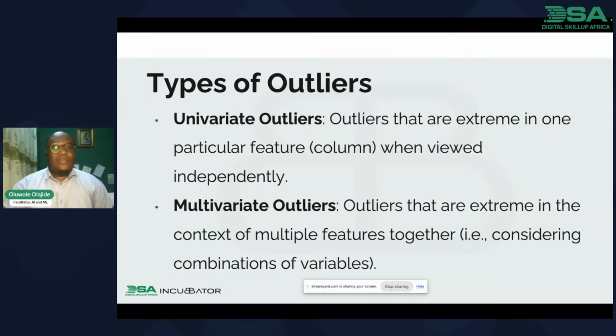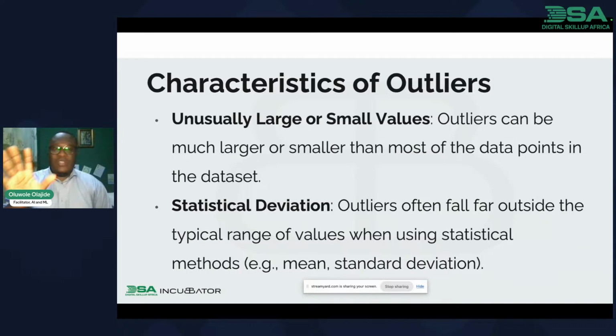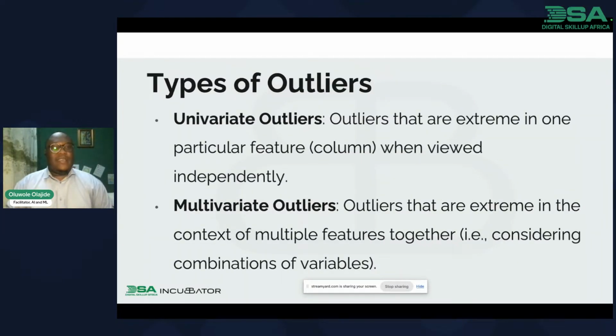Let's go on. Then I said types. So these are the two major things I know. If I ask anybody who has been doing this, these are the two things that we know that okay, this is an outlier. Then what are the types of outliers? You have the univariate outlier and the multivariate outlier. They are just English. Univariate outliers are extreme in one particular feature when viewed independently. Exactly. You just find out that that's the only one.